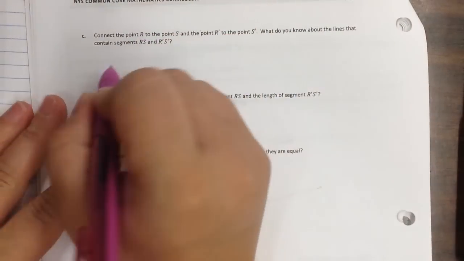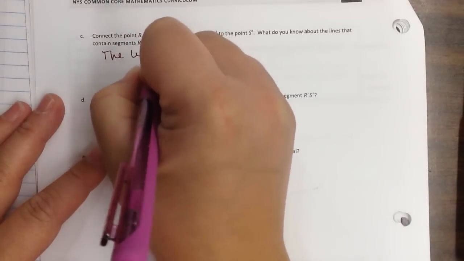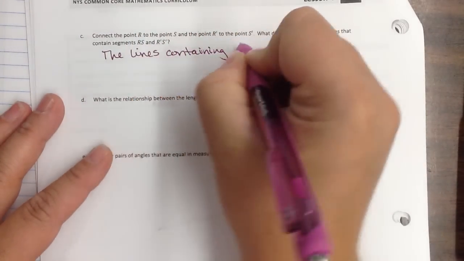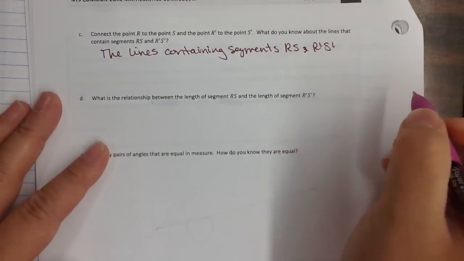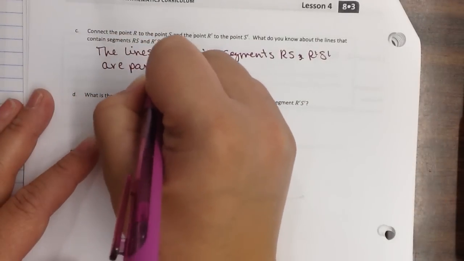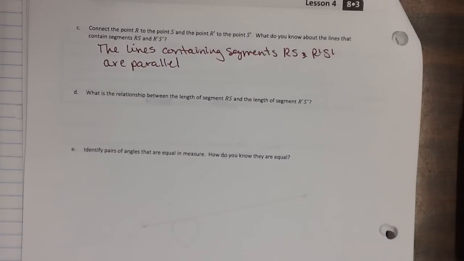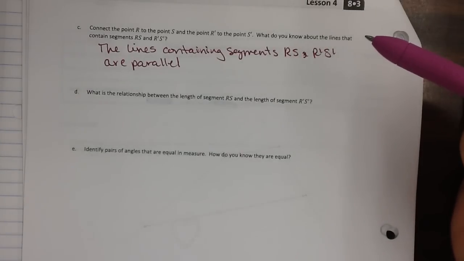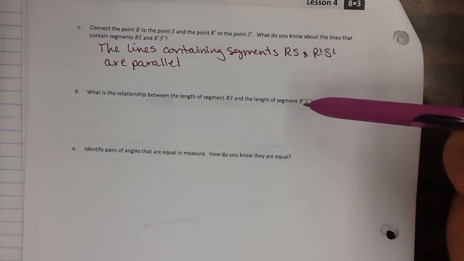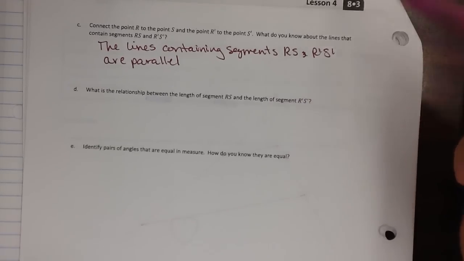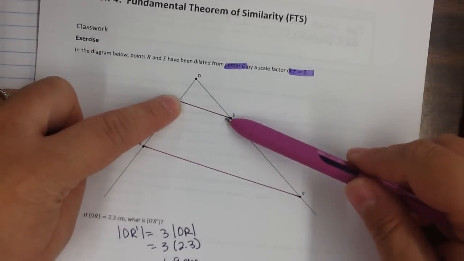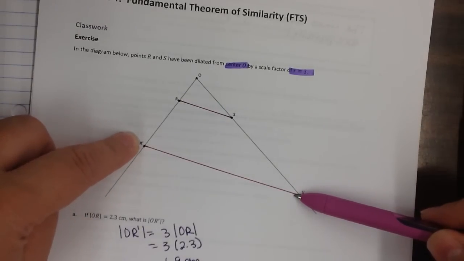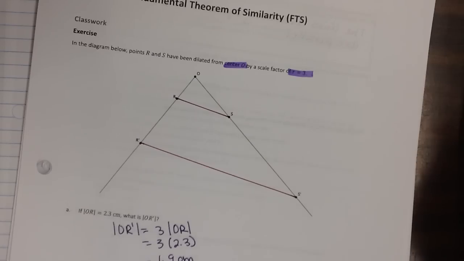So we would say the lines containing segments RS and R prime S prime are parallel. And then it asks, what is the relationship between the length of segment RS and the length of segment R prime S prime? We're going back to the fundamental theorem of similarity. We dilated this segment by a scale factor of 3, so this segment should be 3 times as long. R prime S prime is 3 times as long as RS.